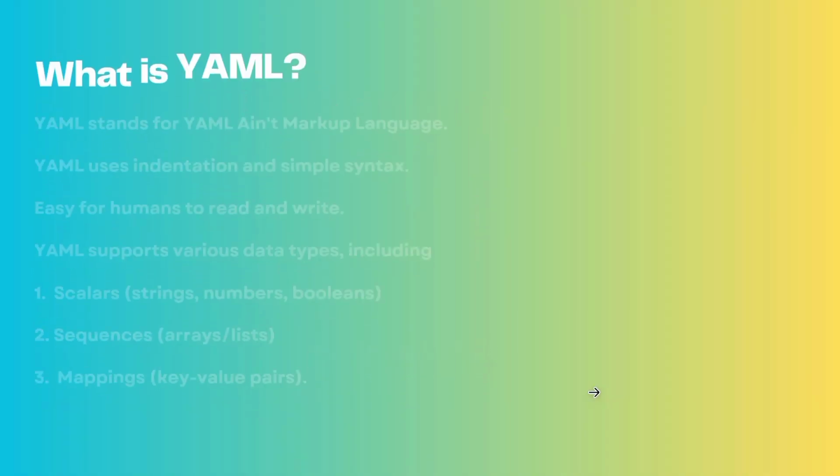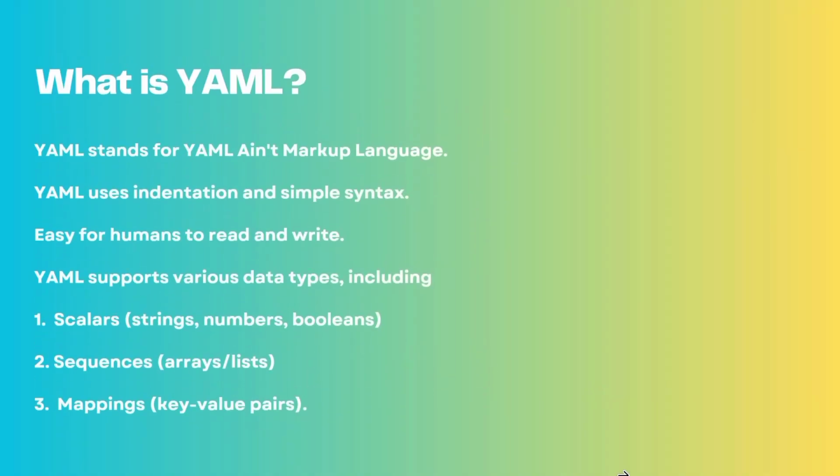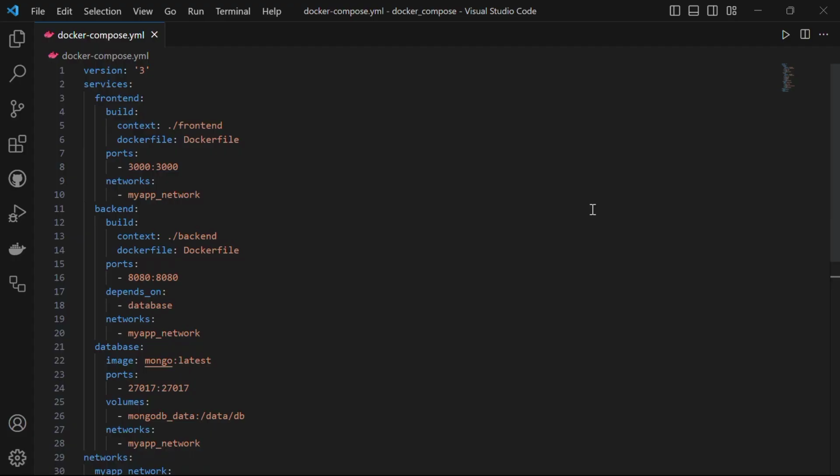Now let's understand what YAML is. YAML stands for YAML Ain't Markup Language. YAML uses indentation and simple syntax, relying on spaces and new lines, making it easy to read and write. YAML supports various data types, including scalars such as strings, numbers, and booleans, sequences such as arrays or lists, and mappings like key-value pairs. It also supports more complex structures. Okay, now let's start understanding the Docker Compose YAML file structure one by one.